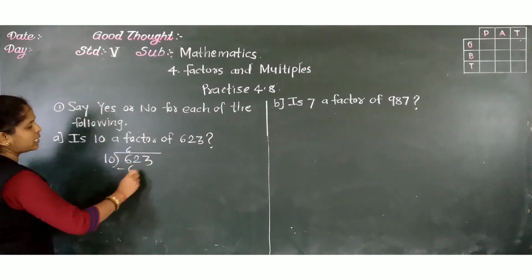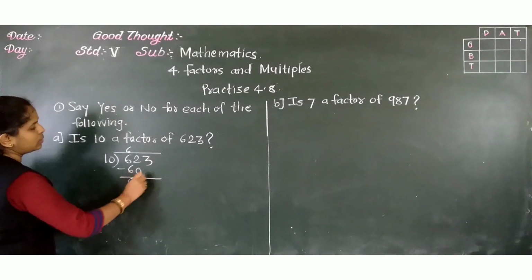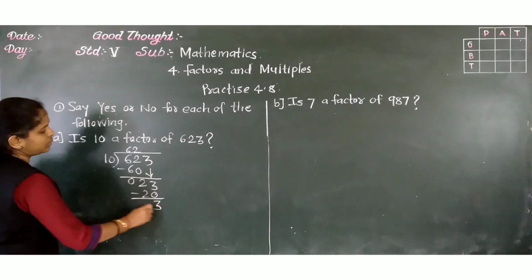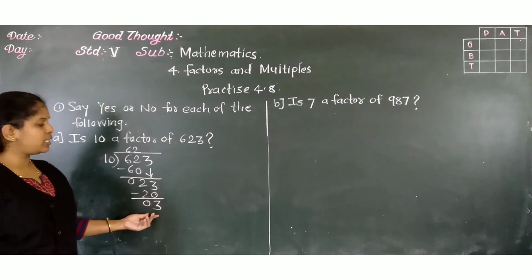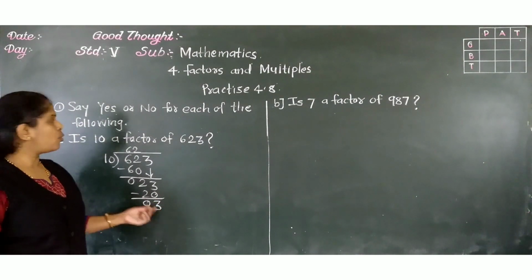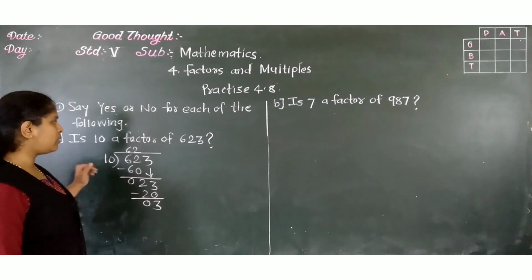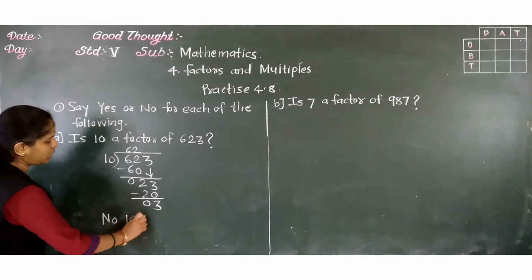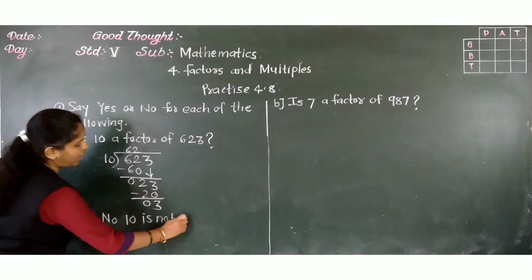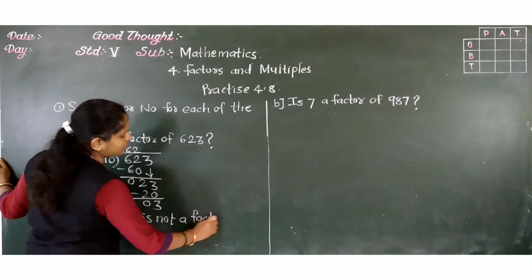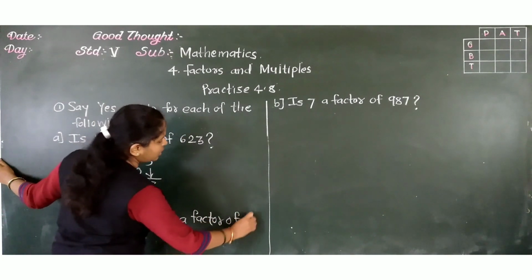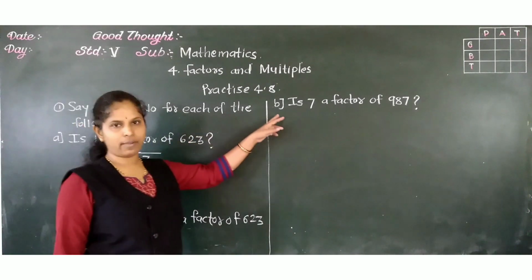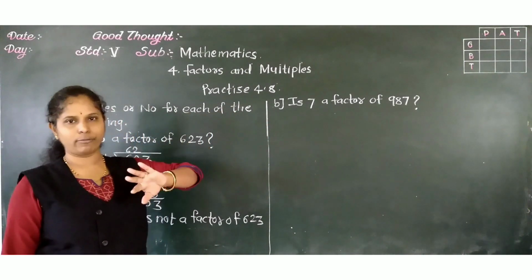10 sixes are 60. Take 3 down and 10 twos are 20. Now, the remainder is 3. Got it? So, can we say 10 is a factor of 623? No. 10 is not a factor of 623. Followed how to write? Now see, similarly the second one I will show, and the third and fourth you will have to do.